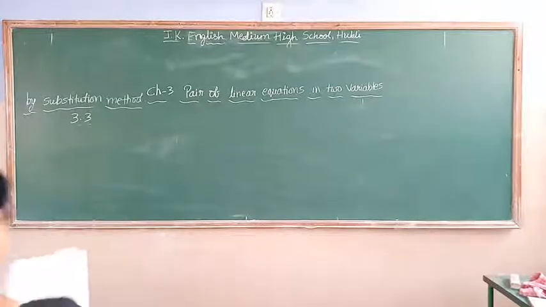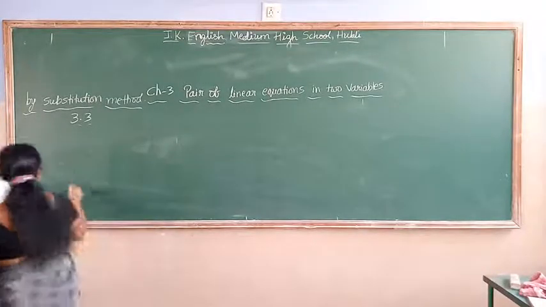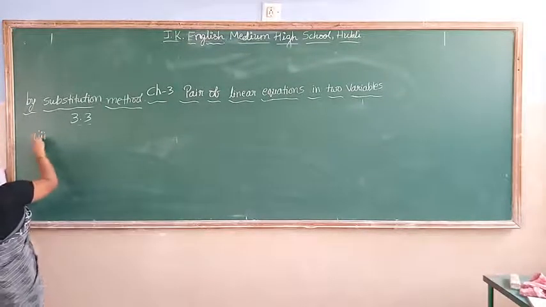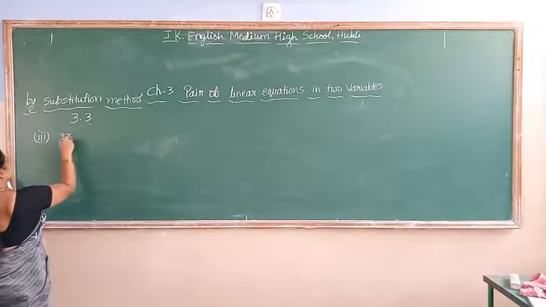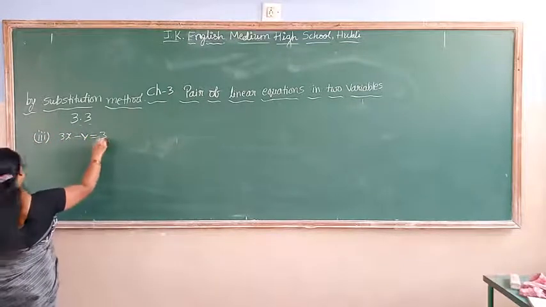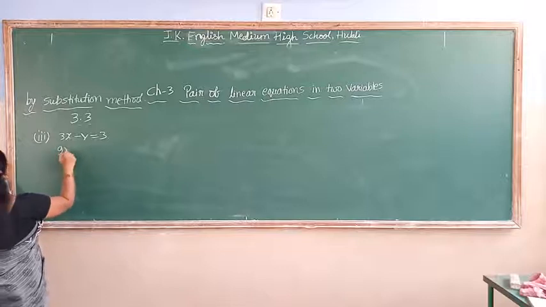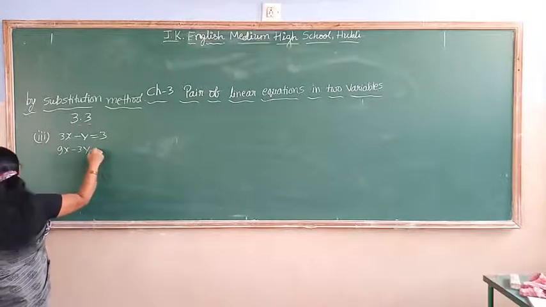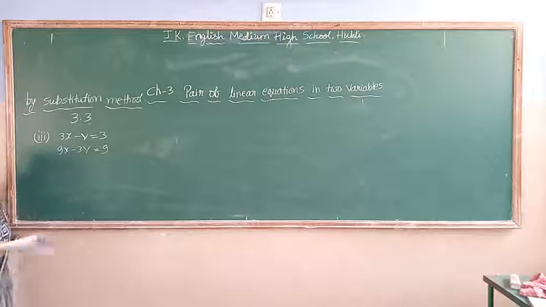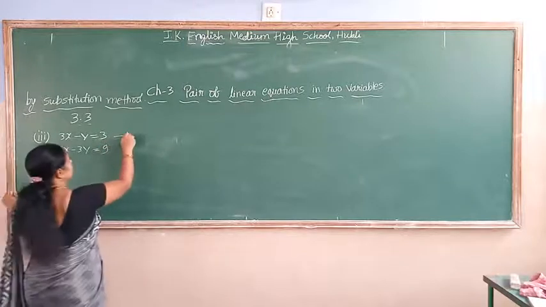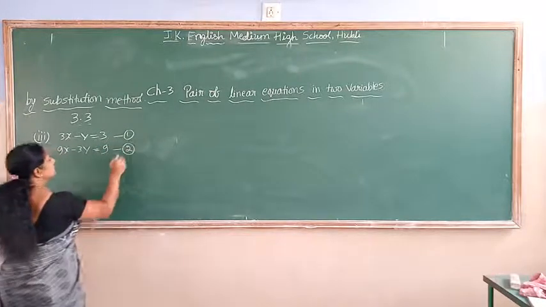Children, the third question is in this pattern. See, now I am going to solve by using the substitution method. 3x minus y is equal to 3, 9x minus 3y is equal to 9. I call this equation number 1 and this equation number 2.